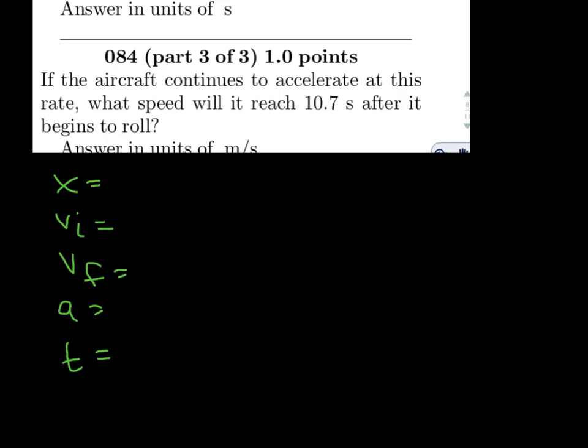All right, this is part 3 of that same problem. If the aircraft continues to accelerate at this rate, so the acceleration is still 1.96 meters per second squared, what speed will it reach? What final speed will it get to after it begins to roll? Before it rolled, it had a speed of 0 meters per second, and our time is 10.7 seconds.